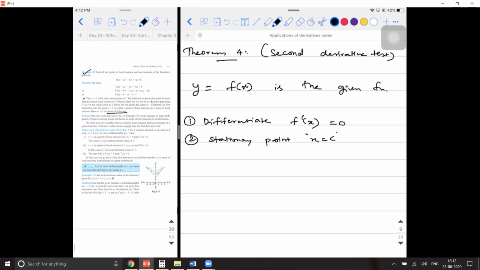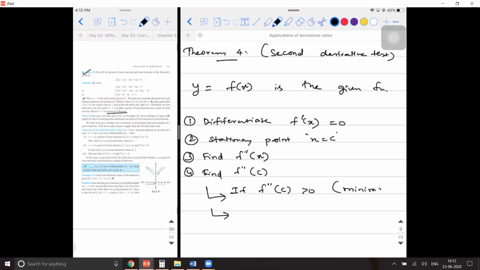I hope you're able to understand this till this point. Then you are supposed to find f double dash of x. After this, find f double dash of c. Below this, the condition gets subdivided. If f double dash of c is greater than 0, then it is a point of minimum. If f double dash of c is less than 0, then it will be the point of maximum. If f double dash of c is also equal to 0, it will be the point of inflection.